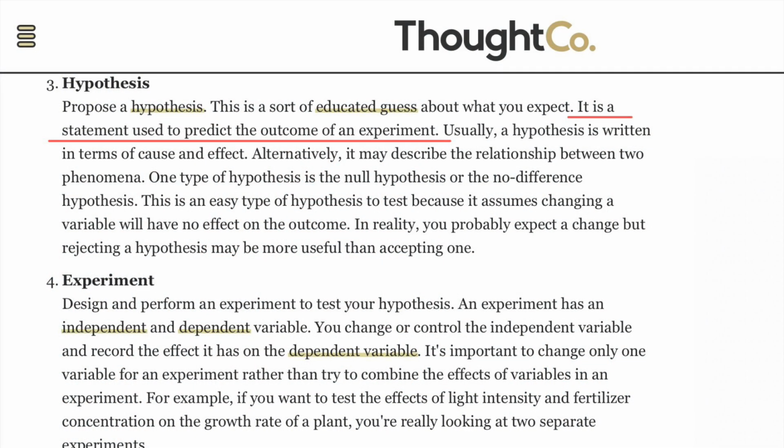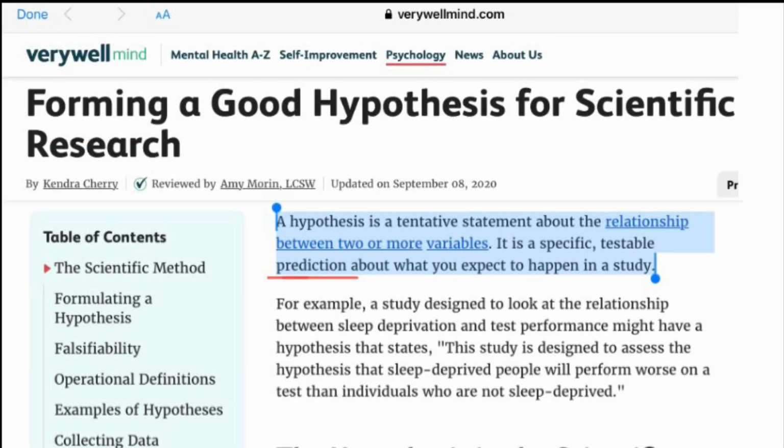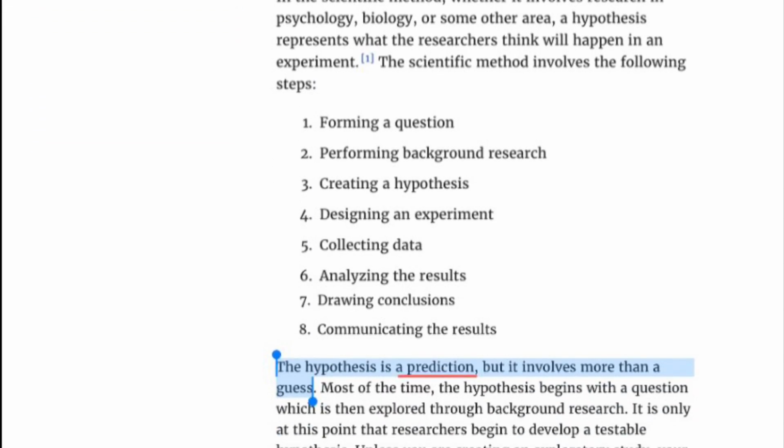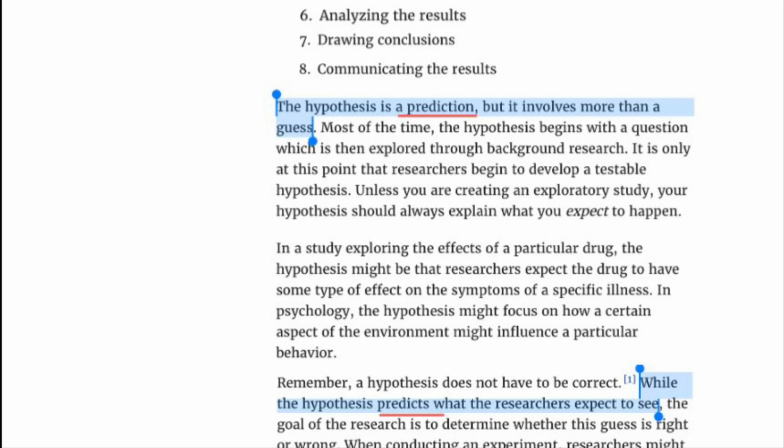From Thorco again, hypothesis: it is the statement used to predict the outcome of an experiment. From verywellminded.com, it is a specific, testable prediction about what you expect to happen in a study. Also, the hypothesis is a prediction, but involves more than just a guess. So stop asserting otherwise, Globe Zealots. A scientific prediction is the hypothesis. They are one and the same.